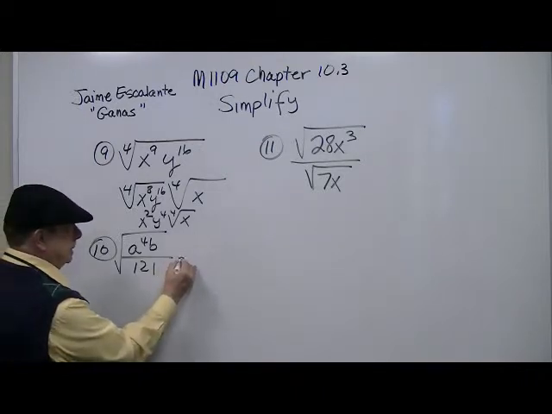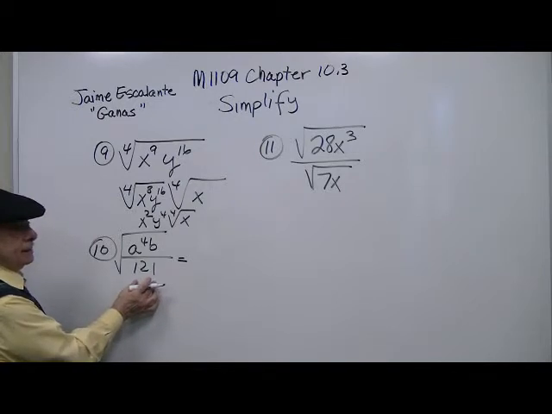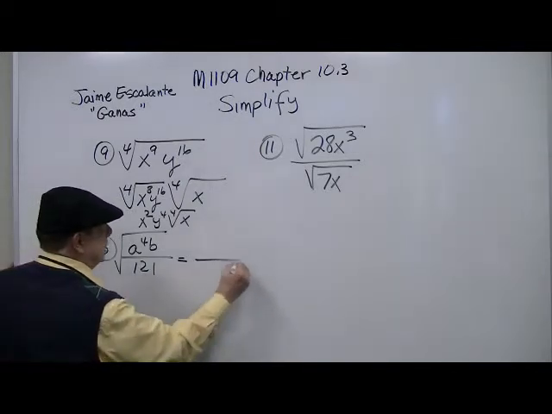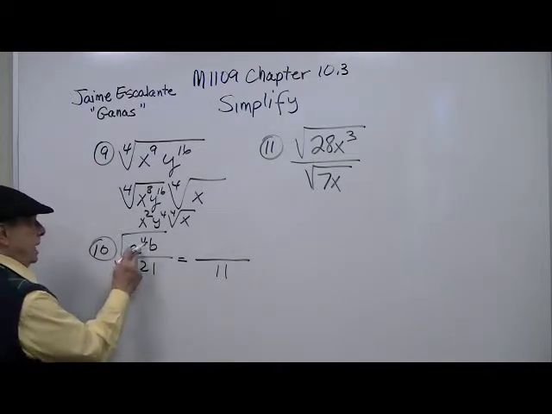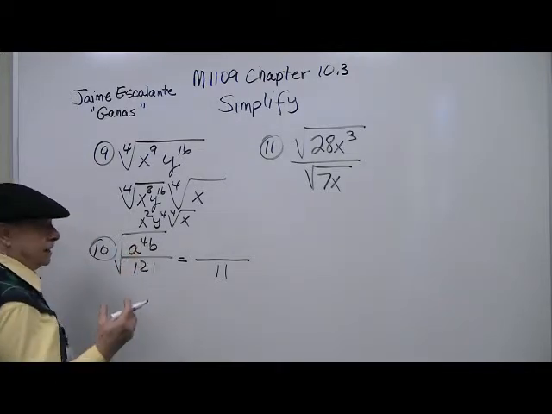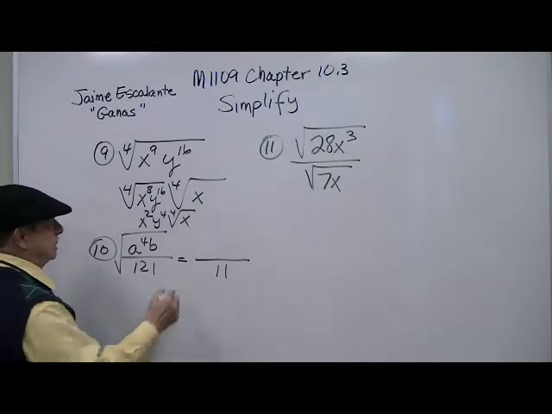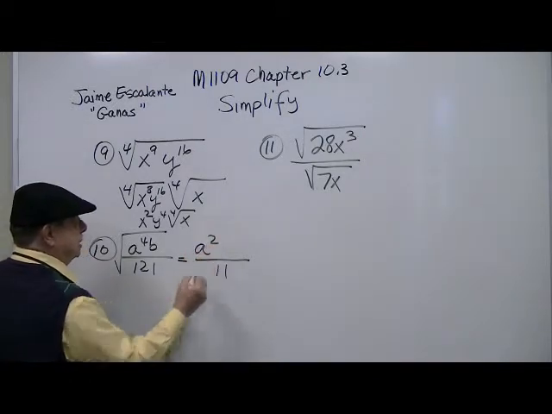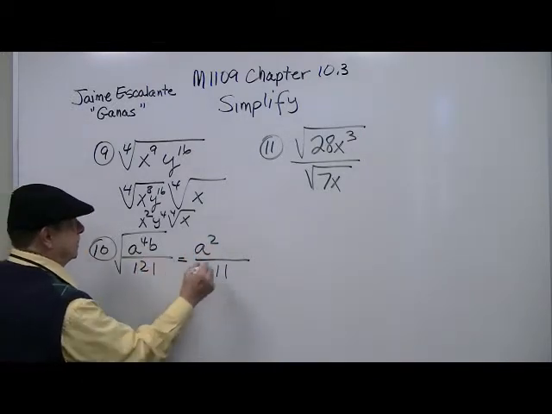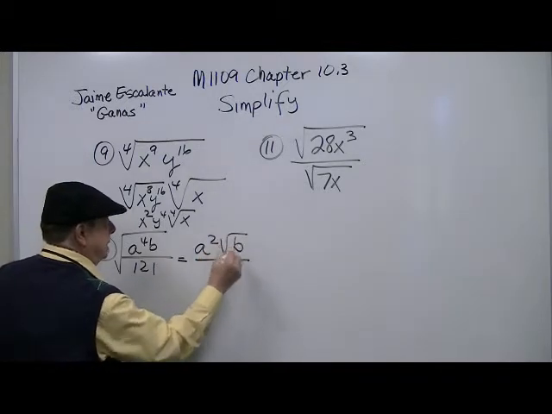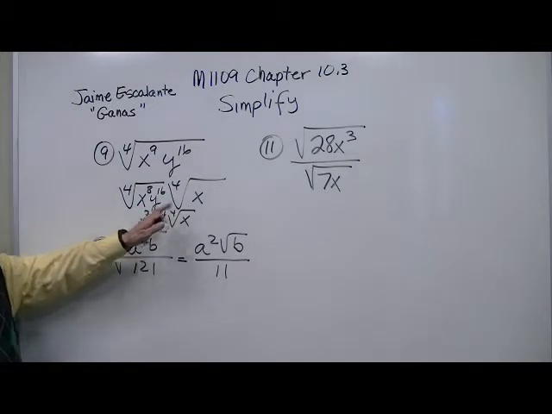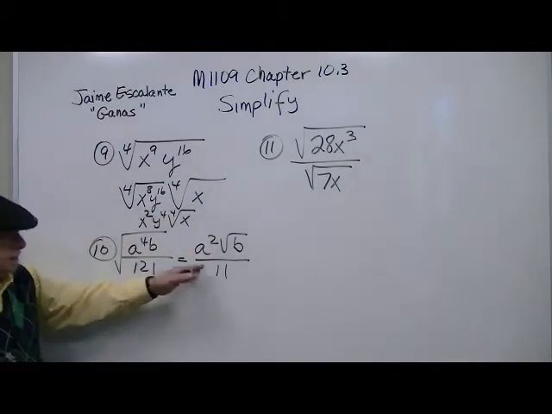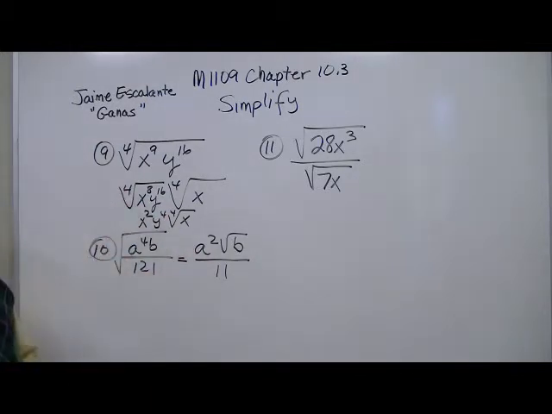Now again, as you look at this, this is a perfect square. So this is going to be 11. And a to the fourth is a perfect square. So that's going to be a squared. And then what's left over is the square root of b. Now again, I didn't use this technique. If it's obvious, you don't need to do that intermediate step.